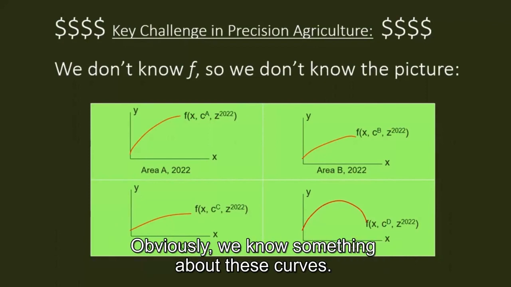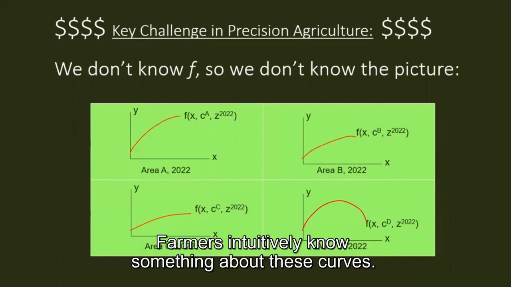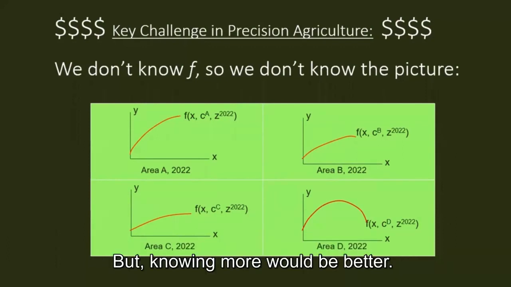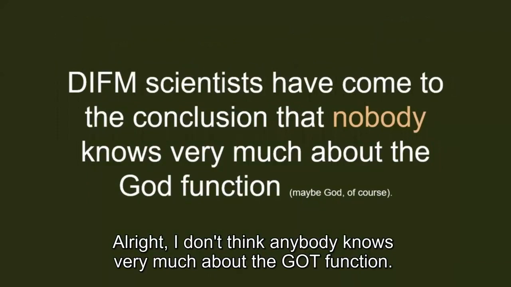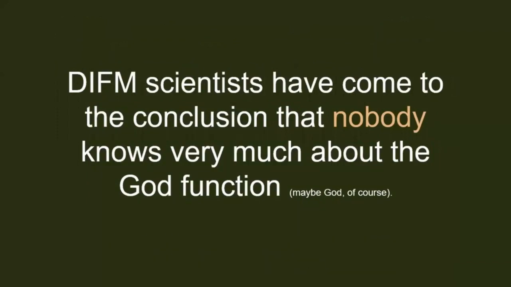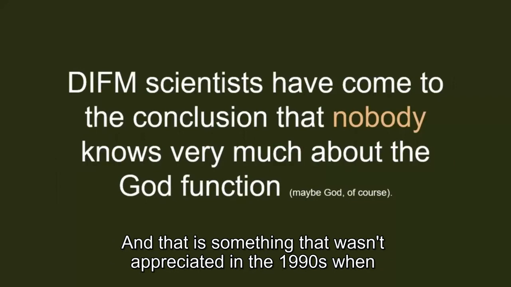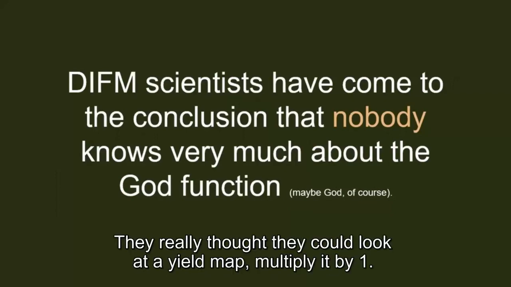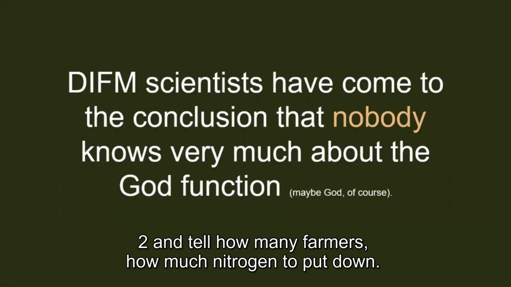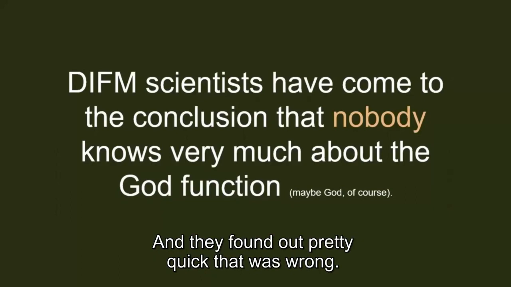Obviously, we know something about these curves. Farmers intuitively know something about these curves, but knowing more would be better. I don't think anybody knows very much about the God function. And that is something that wasn't appreciated in the 1990s when precision agricultural technology first hit the commercial markets. They really thought they could look at a yield map, multiply it by 1.2, and tell farmers how much nitrogen to put down. And they found out pretty quick that was wrong.